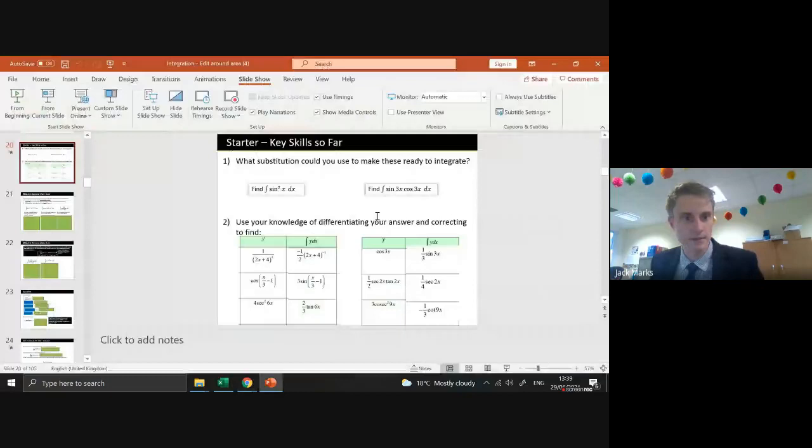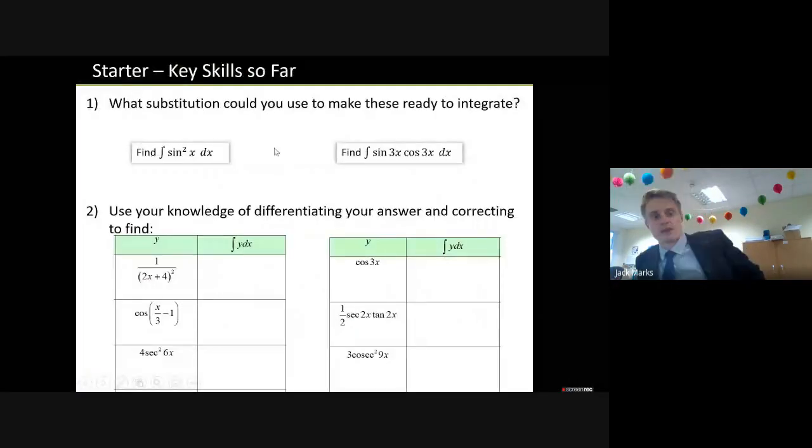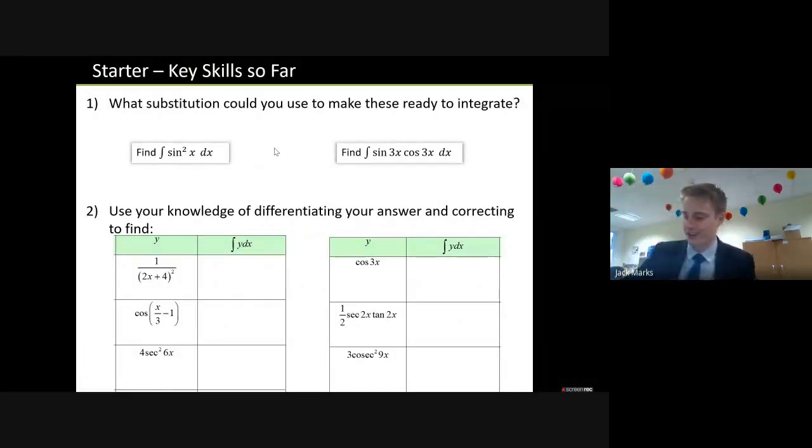Okay. Let's have a look at the next section then. So before I do that, you should have a look at question 2 here at the very least, and think about how you would integrate that, linking back to the different situations we've seen so far.